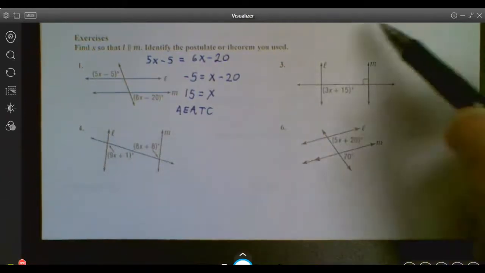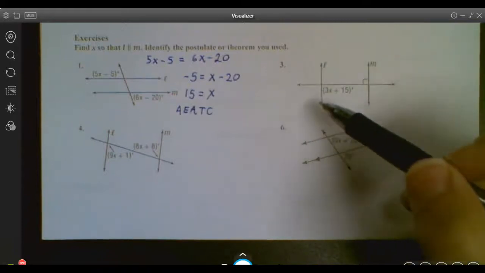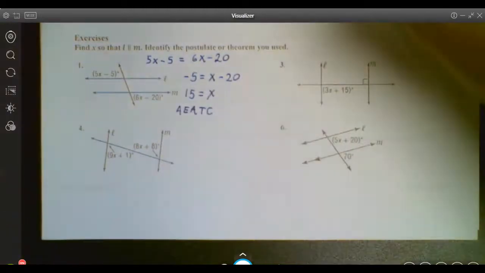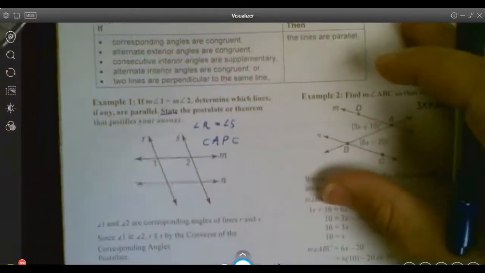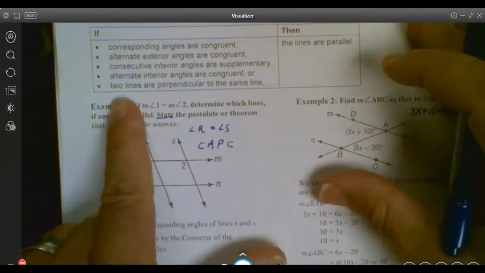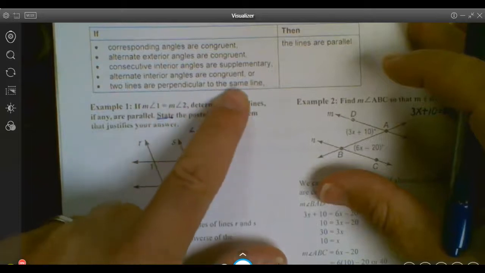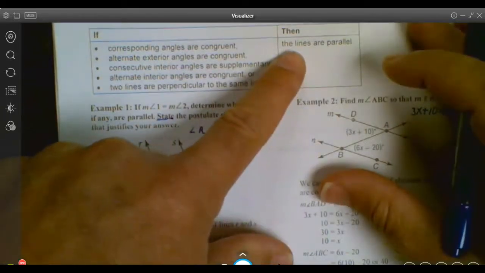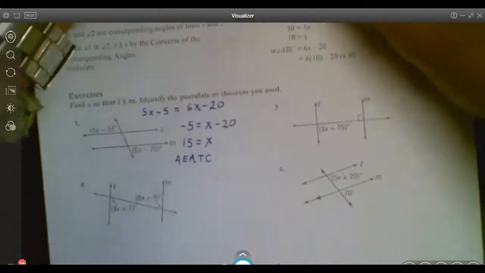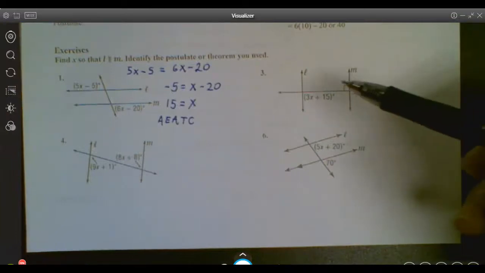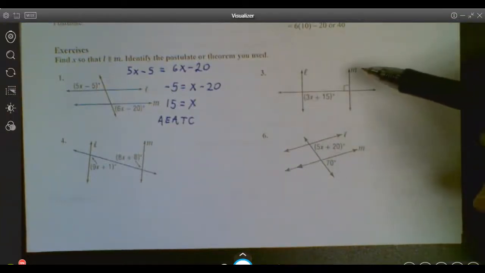This one was one that we don't run into a ton, but it did come up in an earlier section. We pointed it out in the lesson and in the notes, and that was the last item on this list up here. So this is one we have not talked about nearly as much, but if you have two lines that are perpendicular to the same line, then those lines must be parallel to each other. Right? So as you look at number 3, we're trying to show that L is parallel to M.